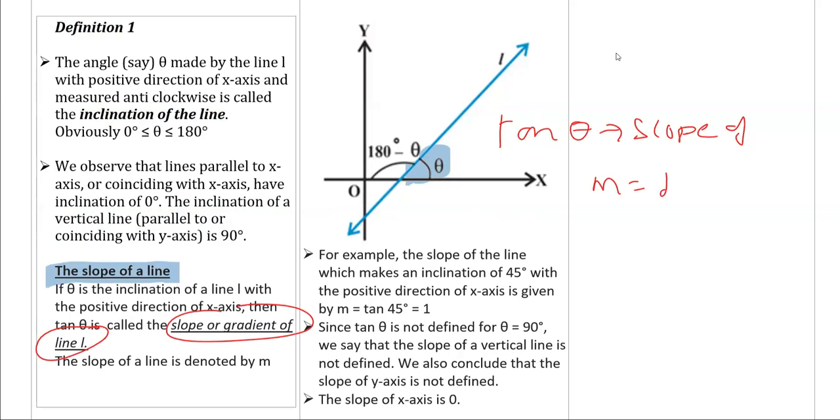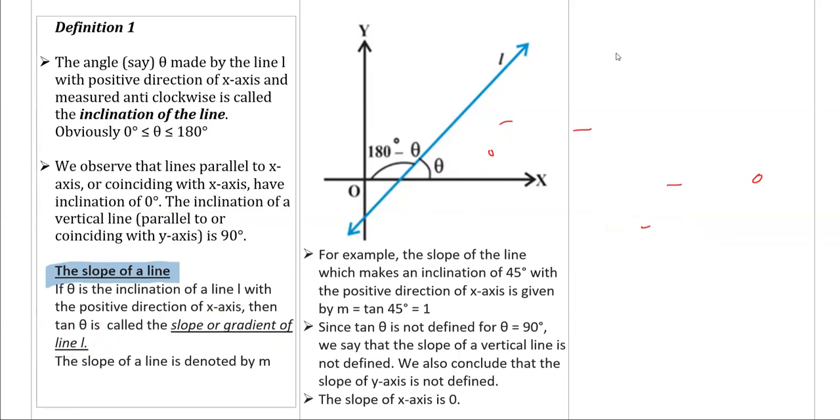So if I say that the angle between the line and the x-axis, measured anticlockwise from the positive direction, is theta equal to 30 degrees, then we can say that the slope of the line is tan 30, which is 1 over root 3. Now, let's come to the next thing. If the angle of inclination is 45 degrees, then the slope of the line is tan 45, which is 1.